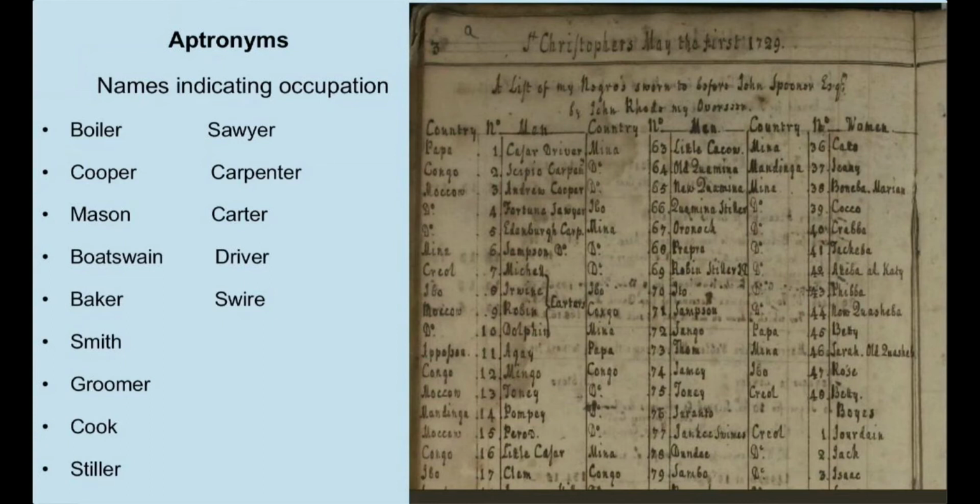And you can see very clearly the manuscript from St. Christopher, which is St. Kitts. This is an inventory list that fed into what later became a registry. But you can see that many of these names were used as surnames here: Cathar Driver, Shipio, Andrew Cooper, Fortune Sawyer, Edinburgh Carpenter, and so forth. So these were very critical names because they started out as mononyms and then at some point they became surnames.